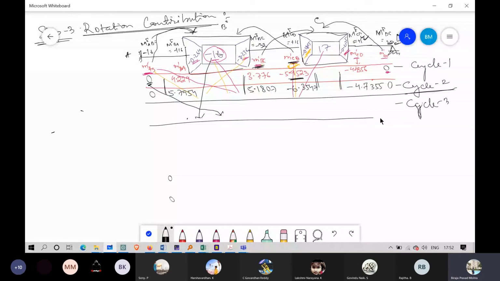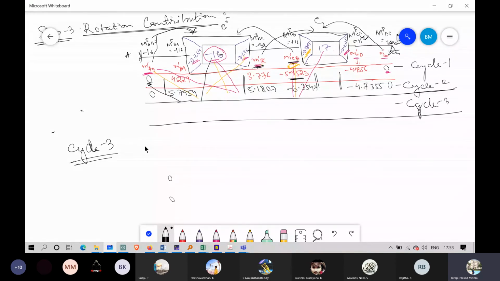I hope all of you are well aware about this method. Have you studied this Kani's method in essay 1? Yes, sir. Yes, okay. So now the cycle 3. Okay, so I'm writing here cycle 3.